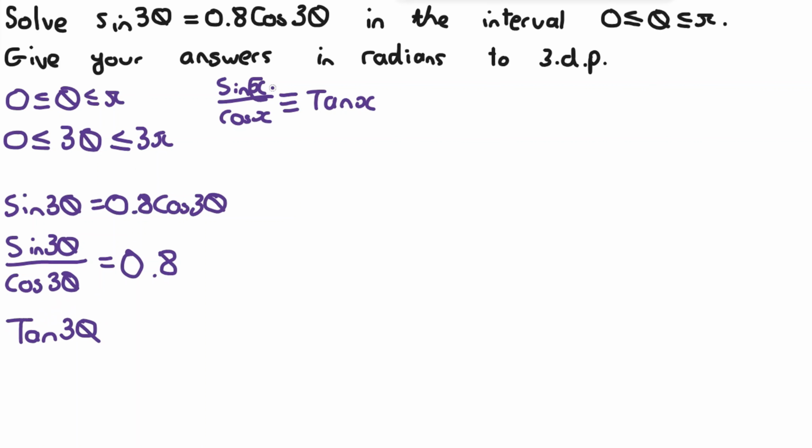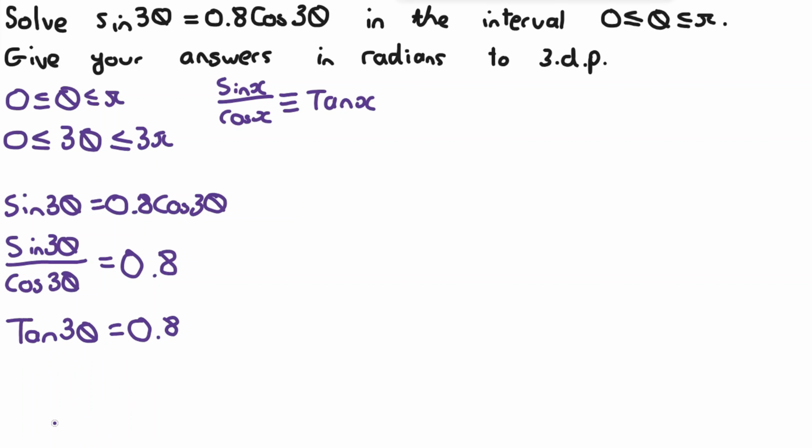It doesn't need to be x here. All that matters is that these two values are the same. And we've got the 3 thetas here. Sin 3 theta over cos 3 theta is equal to tan 3 theta, which is equal to 0.8. And this is in a format that we can easily solve.